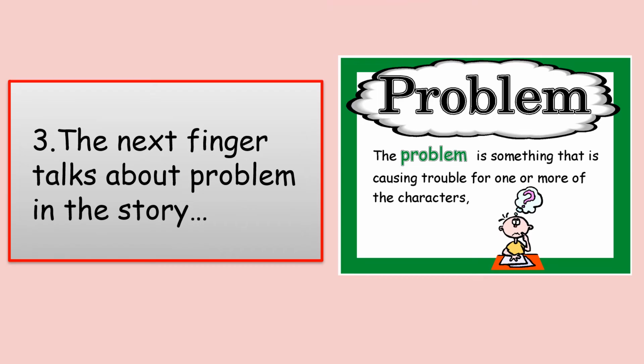Now the next finger talks about problem in a particular story. Now what do you mean by problem? From the name itself, it means trouble. Now, something that is causing trouble to one or more characters in a story. Like, Peppa Pig is not able to eat food, Peppa Pig is not able to play with George. So all these are problems.